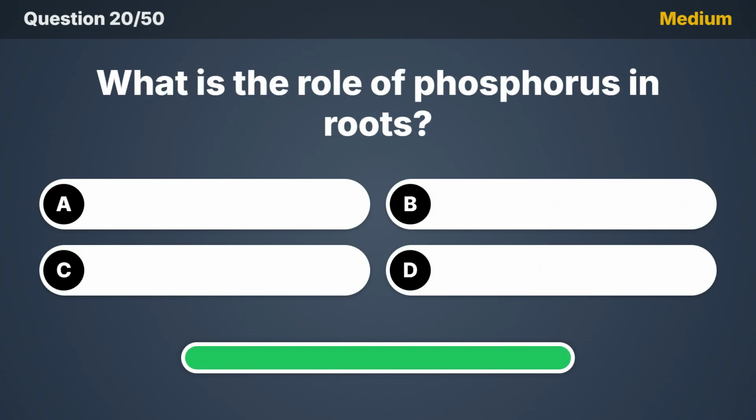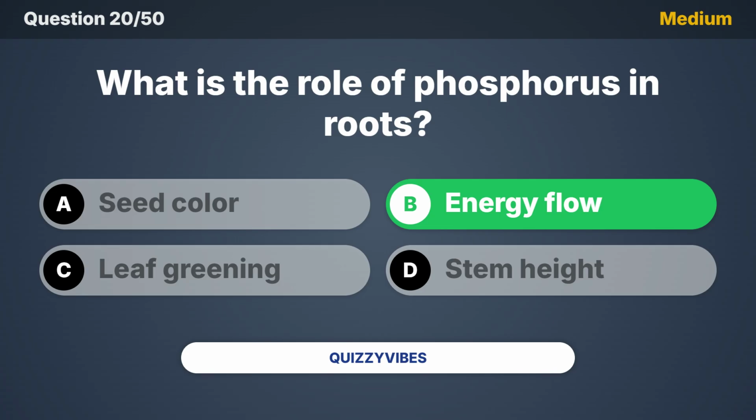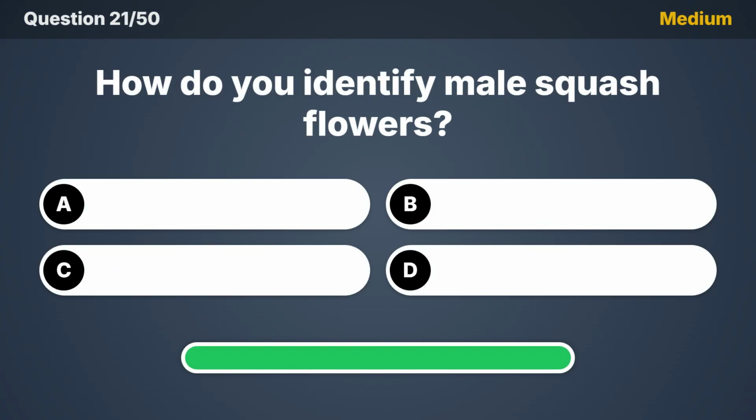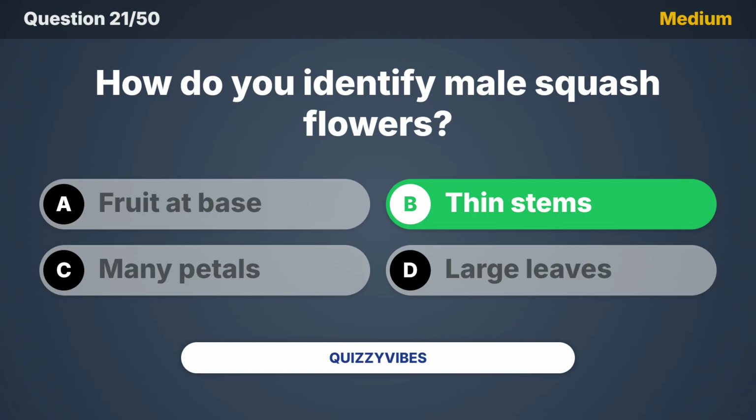What is the role of phosphorus in roots? Here is the answer, energy flow. How do you identify male squash flowers? The answer is thin stems.